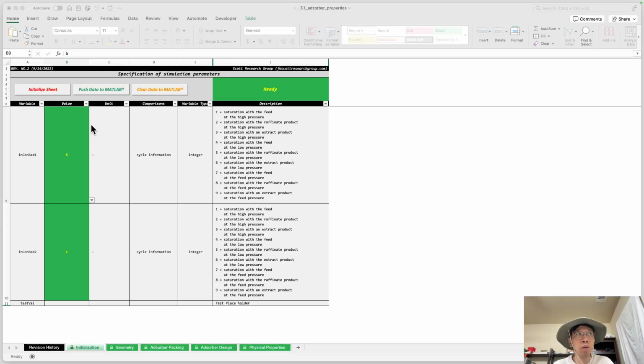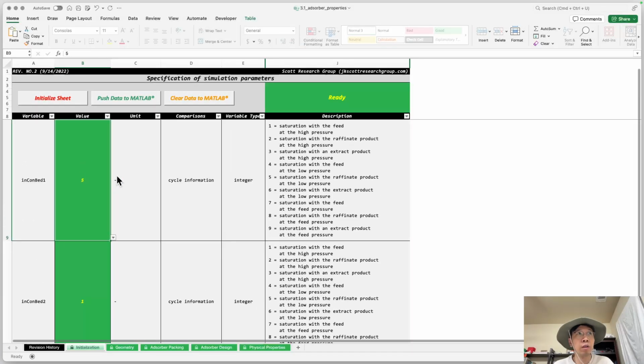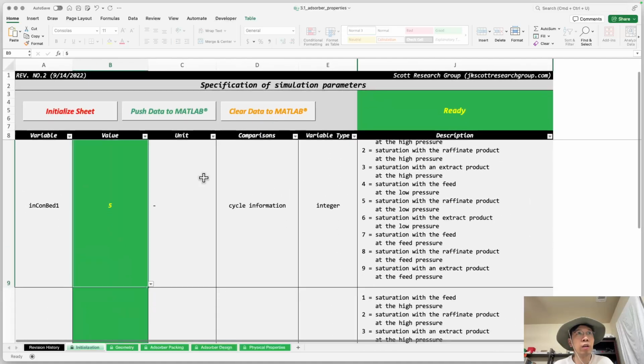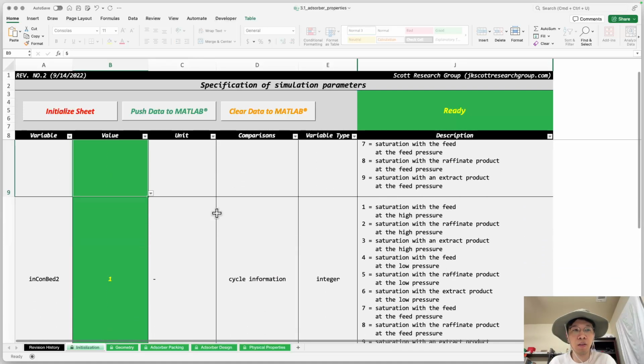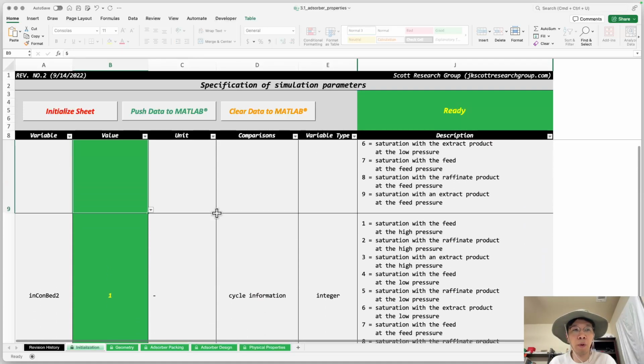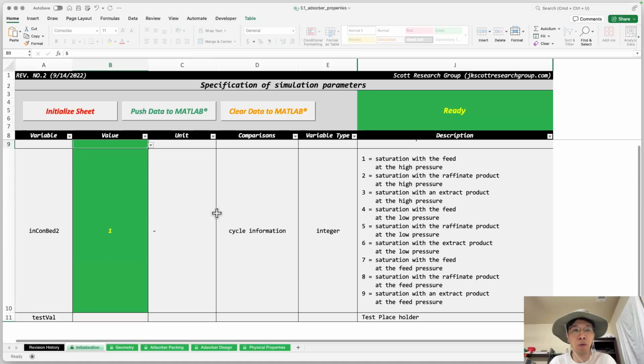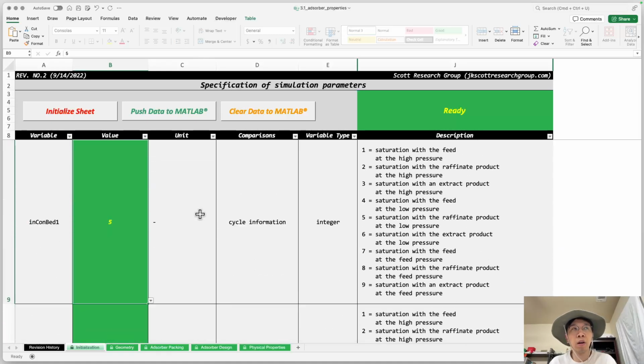One of the things we need to be mindful of are the initial conditions, right? So what do we mean by the initial conditions? We need some sort of state to begin our simulation, because it's a dynamic simulation. So we're solving initial value problems and we need to provide initial conditions. In this case, notice that we have two rows, one row for bed 1 and then bed 2, right? Remember they're off phase by 180 degrees. So if one is producing product, the other one is undergoing regeneration, right?